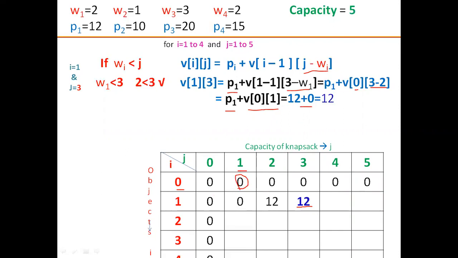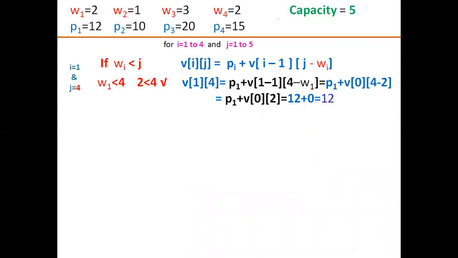So 12 plus 0, I will get 12 here. So this is the new profit. Again, compare the previous profit with the current profit. Current profit is 12, which is greater than the previous profit. Yes.